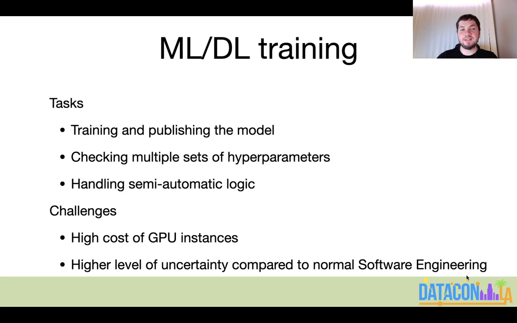With training, our main tasks are to train and publish the model, probably check it against multiple sets of hyperparameters to find the best architecture, and handle semi-automatic logic, because part of the training is automatic, but we also don't want to push a model into production which doesn't work. The challenges here are that GPU instances are pretty expensive, and there is a high level of uncertainty compared to normal software engineering.